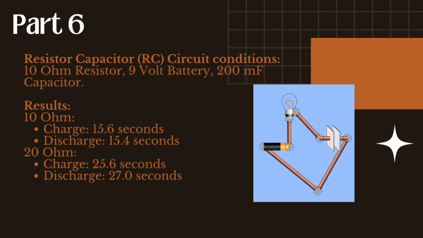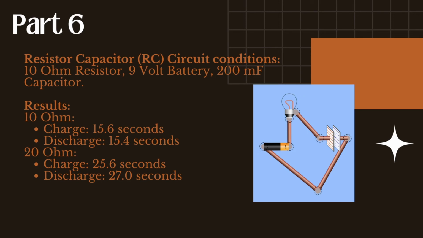In part 6 of the simulation, we constructed a resistor-capacitor RC circuit with a 10 ohm resistor, 200 mF capacitor, and a 9 volt battery. I then measured the time it took to charge and discharge the capacitor for a 10 ohm resistor and a 20 ohm resistor. For the 10 ohm resistor, it took 15.6 seconds to charge and 15.4 seconds to discharge. For the 20 ohm resistor, it took 25.6 seconds to charge and 27 seconds to discharge.